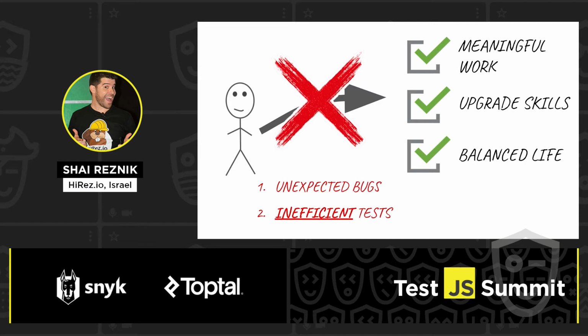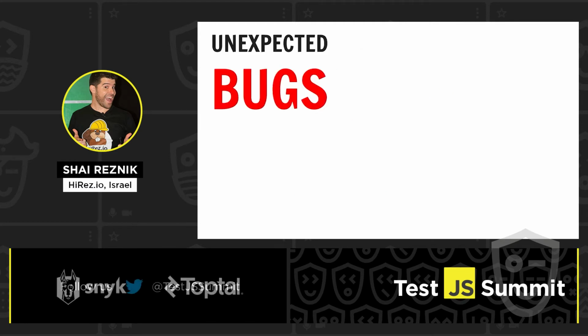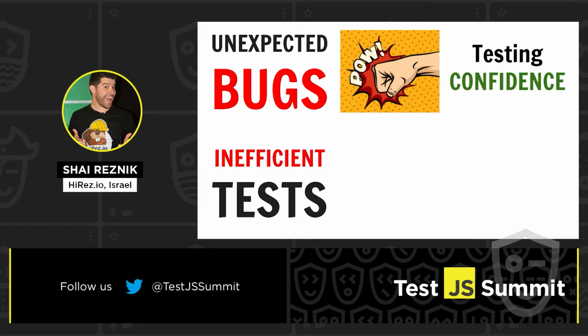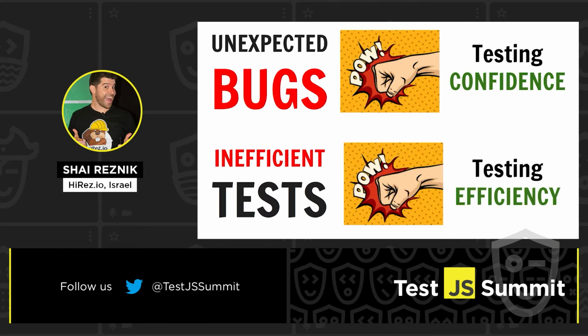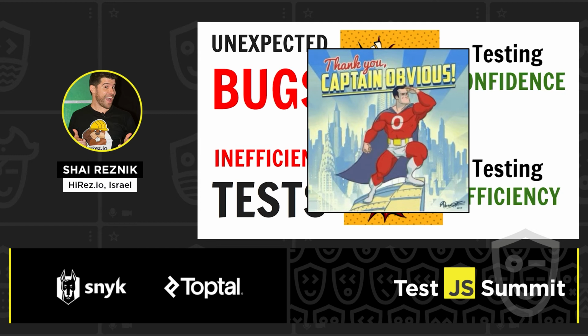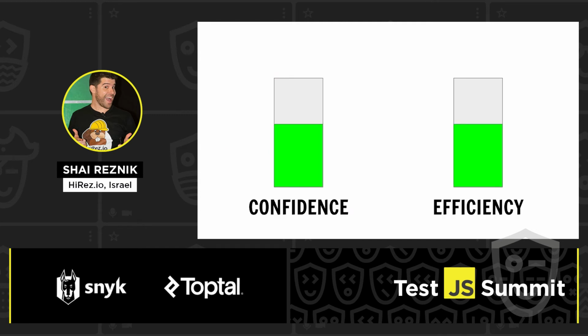So I'm just switching from time wasted on fixing unexpected bugs to time wasted on fixing inefficient tests. So then I thought about, okay, what can I do to handle unexpected bugs? I need to increase my testing confidence. And what can I do to fight inefficient tests? I need to increase my testing efficiency. I know, Captain Obvious. But it's important to know, because now that we know these two factors, we can view them and view our tests from these lenses.